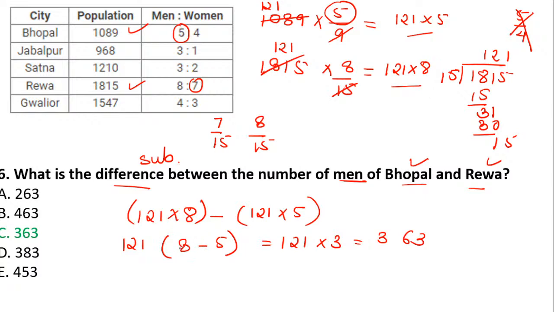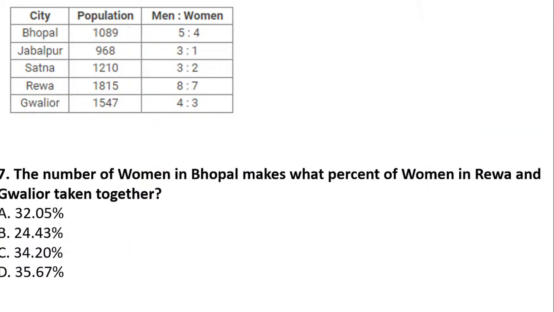What I did is I took 121 common and I subtracted 8 minus 5. So 8 minus 5 is 3. It is 363. Right? Do all these shortcuts to make your calculations easier. Now this question is saying, again, ratio question is there, students.